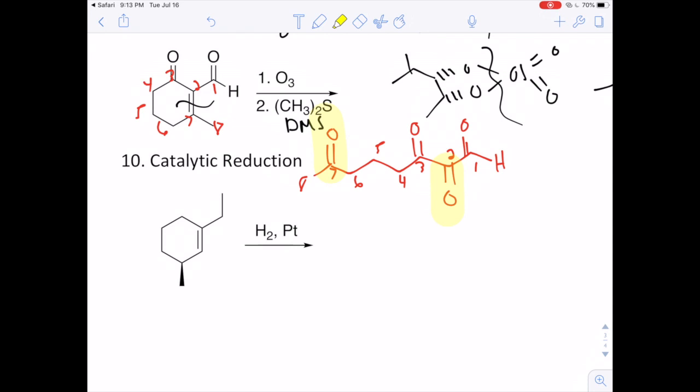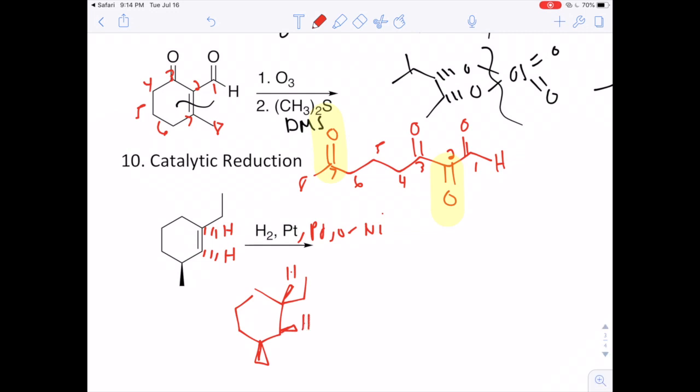And this is done in the presence of a metal catalyst. It could be platinum, palladium, or nickel. Okay? And what happens is you can imagine that hydrogen is going to add in a syn-type fashion on both sides of that carbon-carbon bond. So it could add on a dash configuration, or it could add on the wedge configuration. So let's just say wedge and wedge.